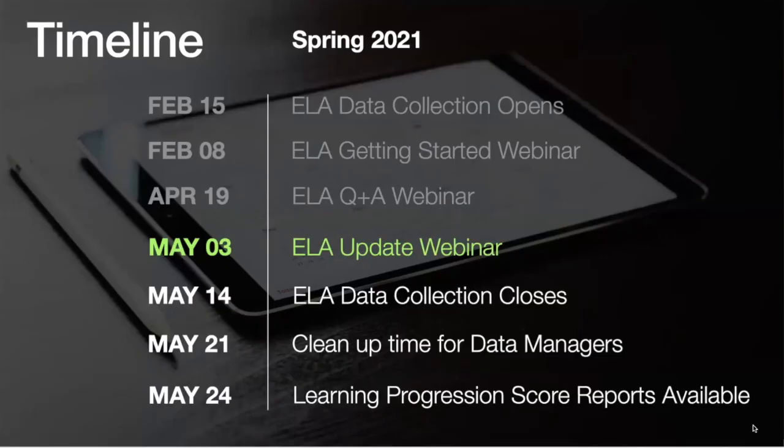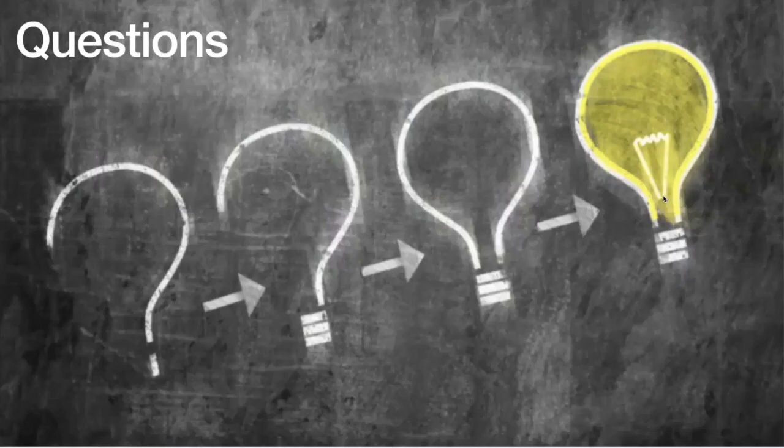We want to make sure that you are aware that the data collection window closes, so please be reaching out to your teachers and administrators so that those scores can be collected. You have until May 21 to do the data cleanup. And then on May 24th, it's expected that the learning progression scores will be available for you to submit to EMIS or EAS. Responding to the question about using the F as a reason code, F is a reason code.